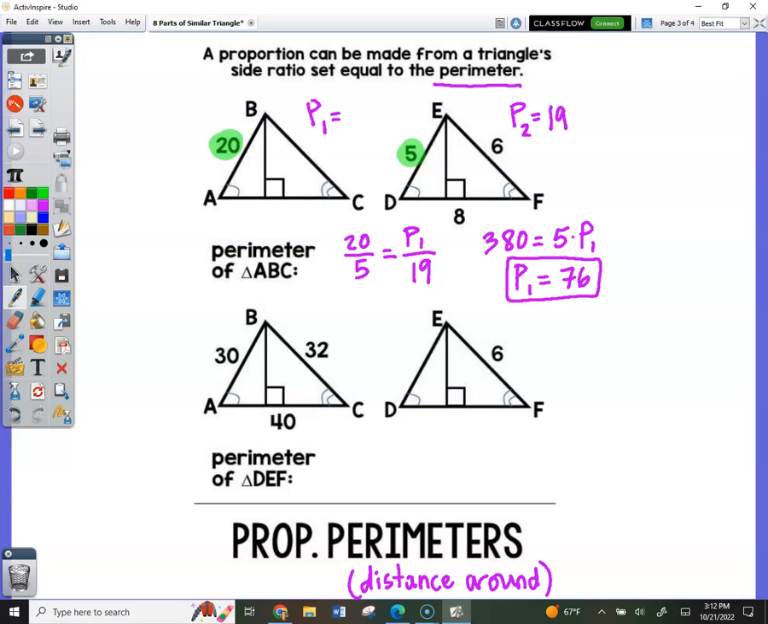All right, you do this one. Do you know this perimeter? Do you know this one? No. What's the perimeter of the first one? 30 plus 40 is 70 plus 32 is 102. What's your anchor fraction? Meaning, what two sides that you know both of them can you compare? 32 and 6. You know 32 and 6. It may help you to get a highlighter to help you visualize your anchor fraction.